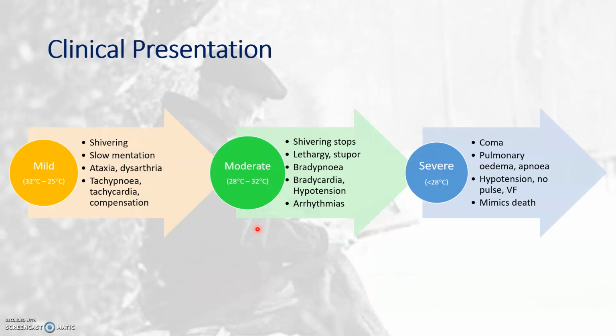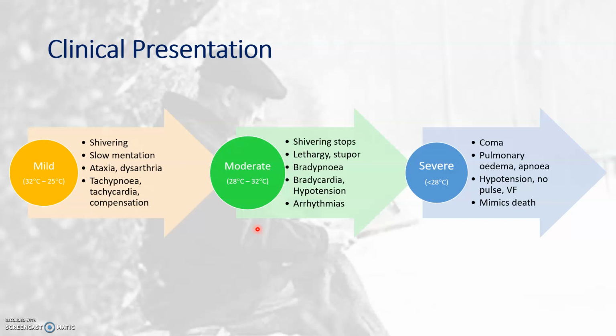There's a spectrum of presentation from mild to severe hypothermia. Mild patients tend to be attempting compensation, so although their mentation may have slowed down, they will shiver and present with tachypnea, tachycardia, and attempts at compensation, including vasoconstriction.